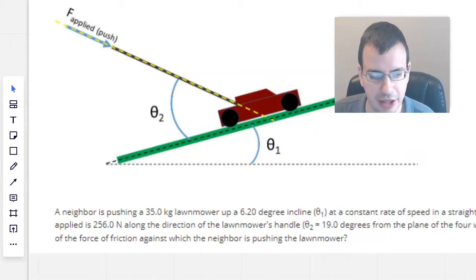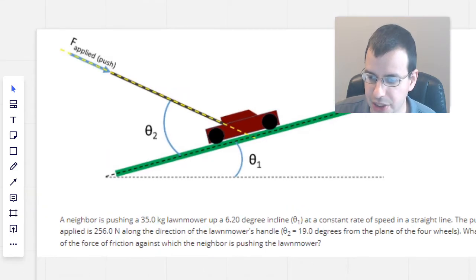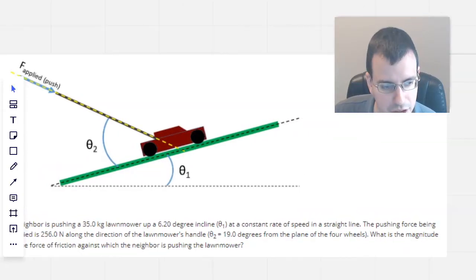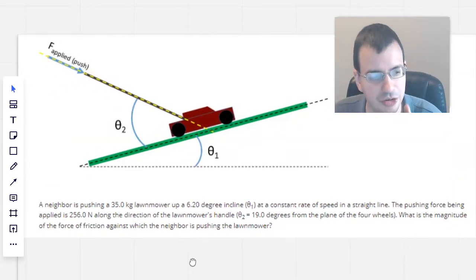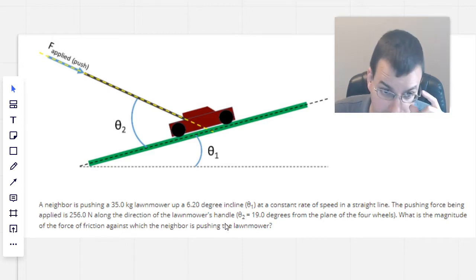A neighbor is pushing a 35 kilogram lawnmower up a 6.2 degree incline, theta 1, at a constant rate of speed in a straight line. The pushing force being applied is 256 newtons along the direction of the lawnmower handle.